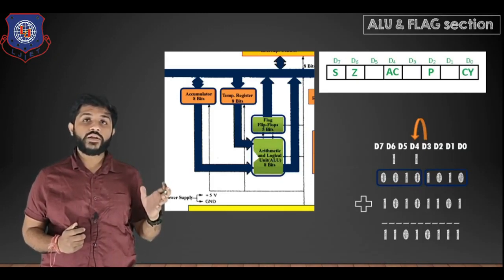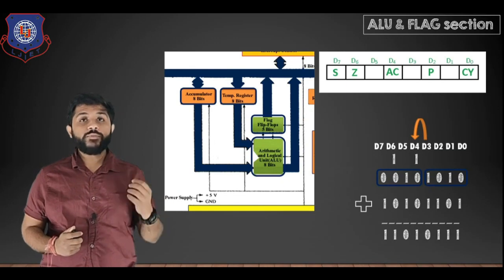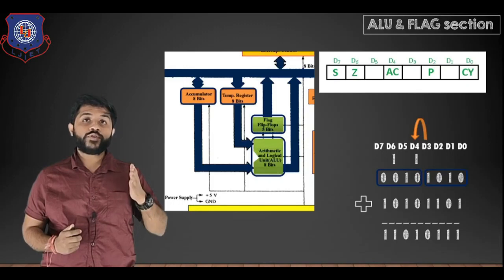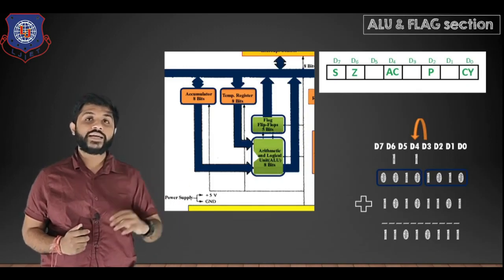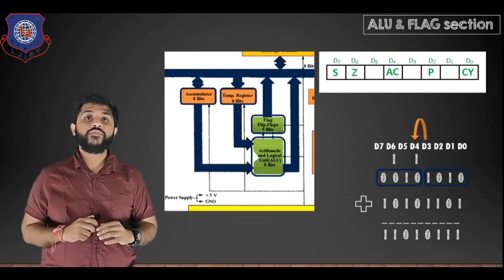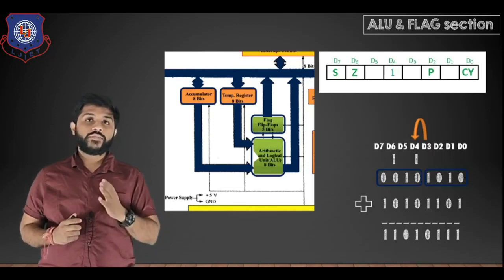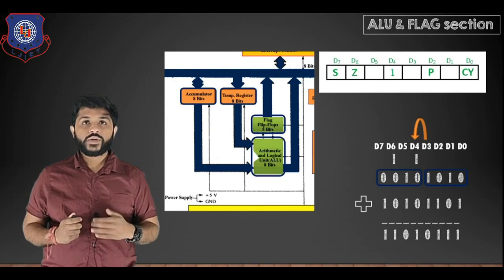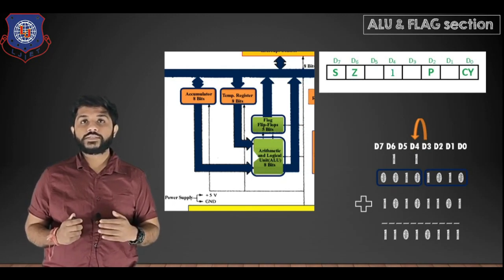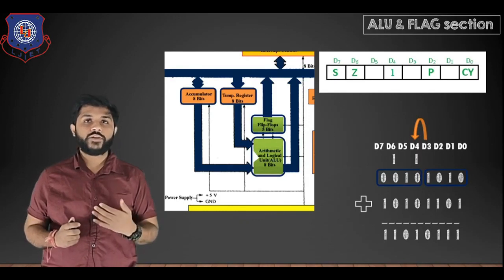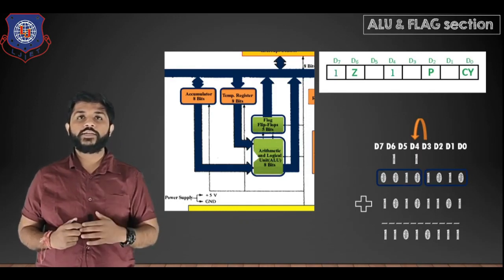What is the meaning of nibble? A group of 4 bits. So when you perform any arithmetic operation and the carry is transferred from the lower nibble to the higher nibble, in that case the auxiliary carry will be set. So you can see that the value of the auxiliary carry is 1. What is the value of the sign flag? It will be 1 because the D7 bit is 1.